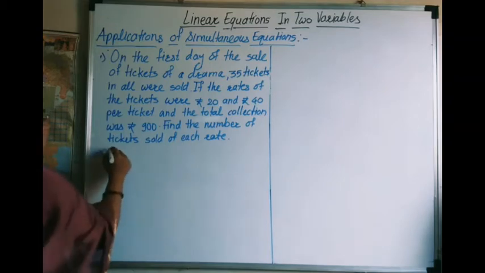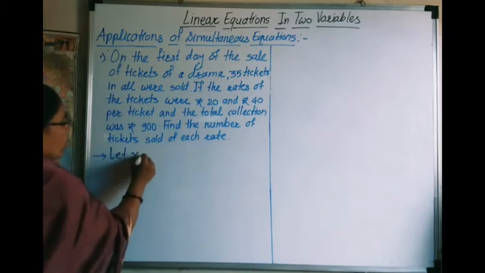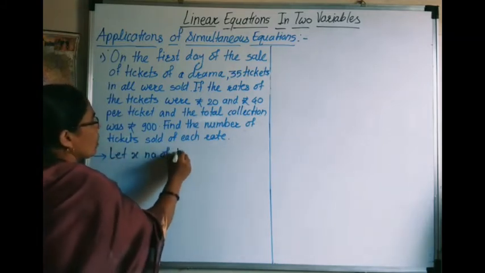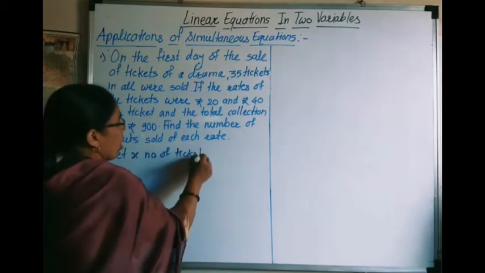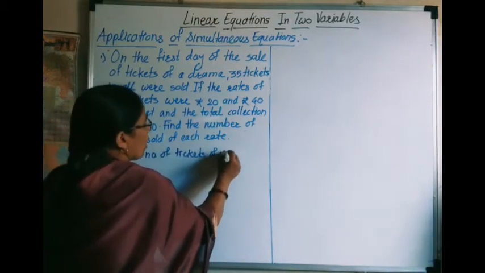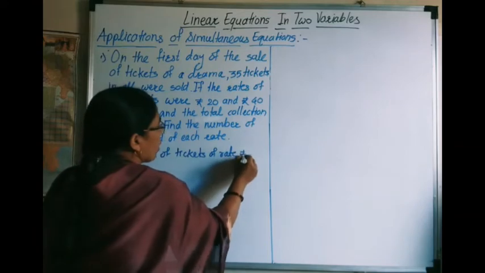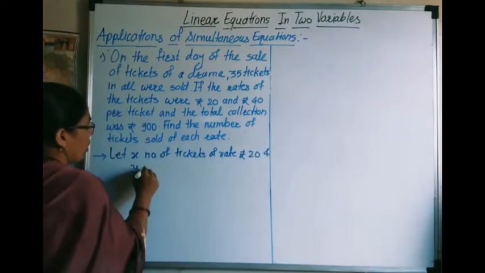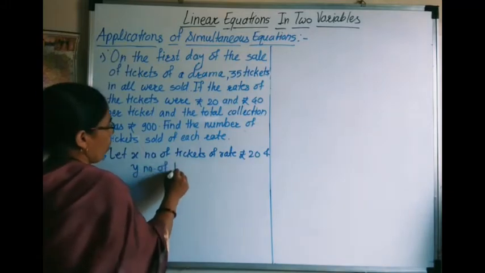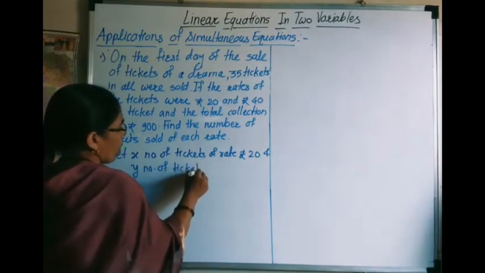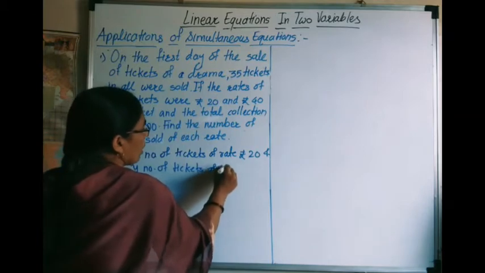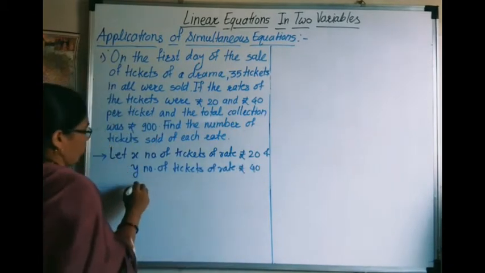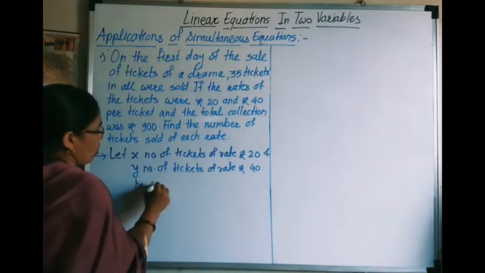So let x number of tickets of rate 20 and y number of tickets of rate rupees 40 be sold.